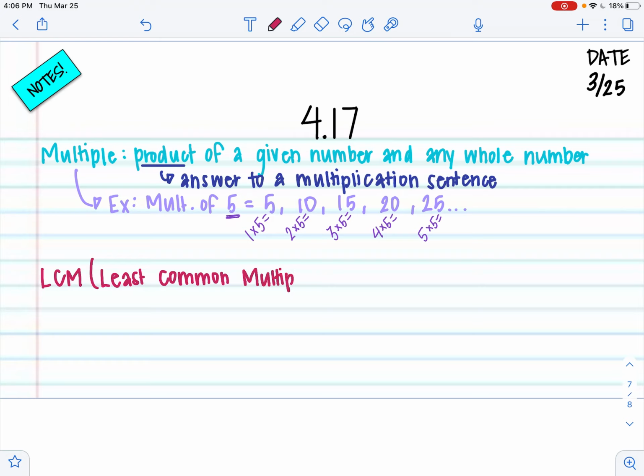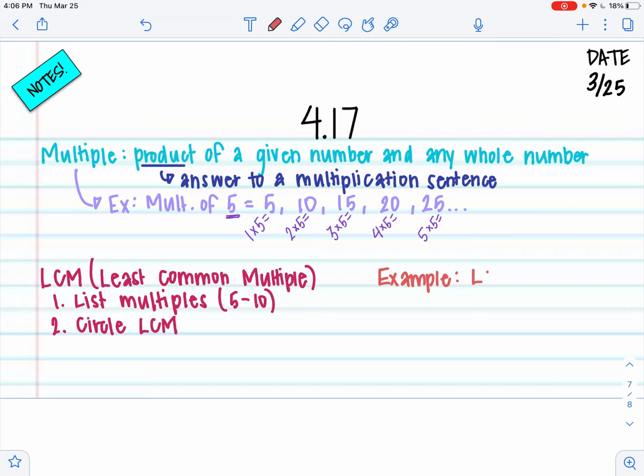We can find it using 2 steps, just like the GCF. Step 1 is to list the multiples. We usually want to start with about 5 multiples, and we might need up to 10, so about 5 to 10 multiples. And then step 2 is just to circle the LCM, or the smallest multiple that you see on both lists. So here's an example.